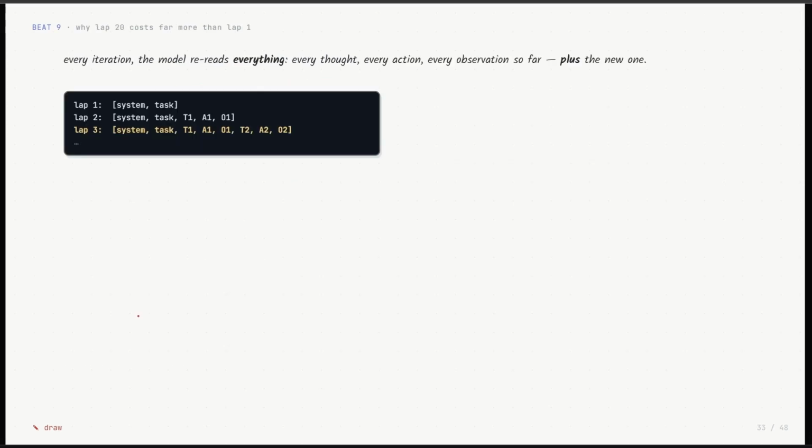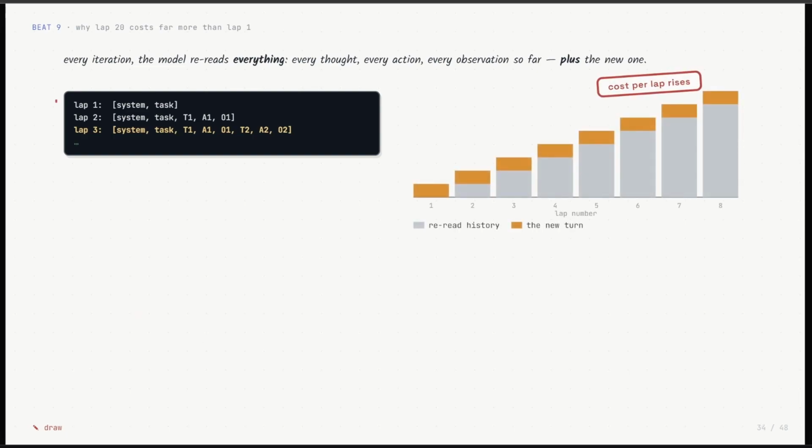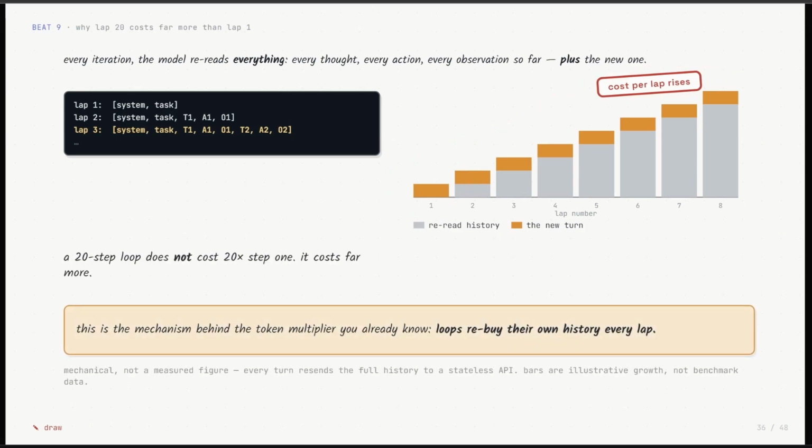Early on I told you it's not just about cost, but it is also about cost. Every lap needs to check the context of the previous ones, as you can see here. And you can see how the cost per lap is rising. Per loop, it's really rising. So at step number 20, you're actually paying for the 20 plus ones, which is a lot per token. And this mechanism behind the token multiplier you already know: loops rebuy their own history every lap. This is something we have been talking about in all of the episodes of the series.